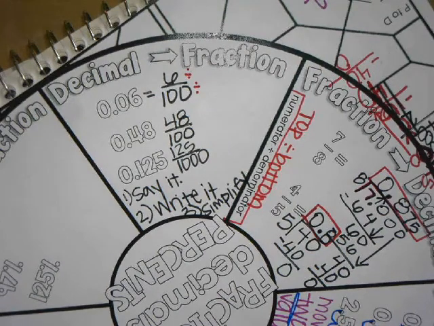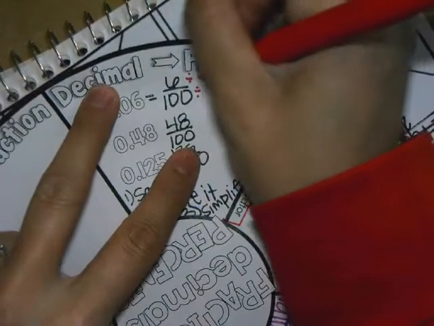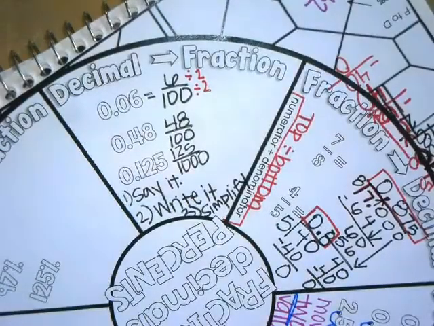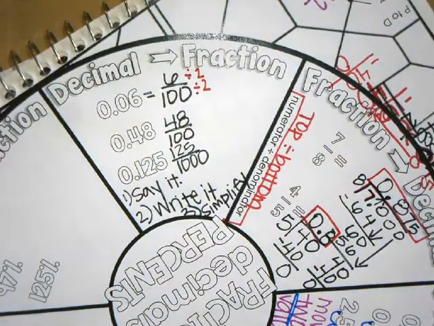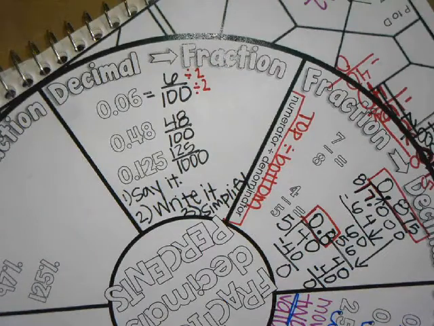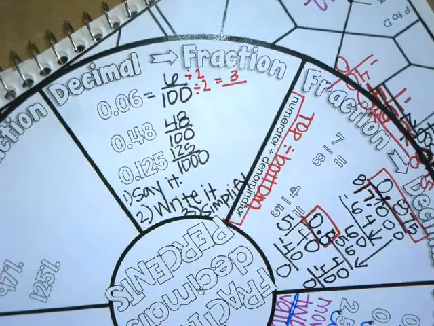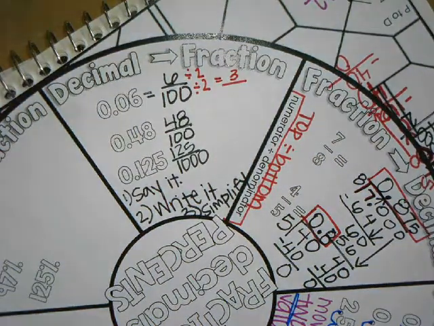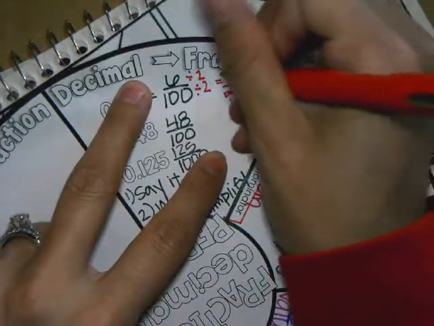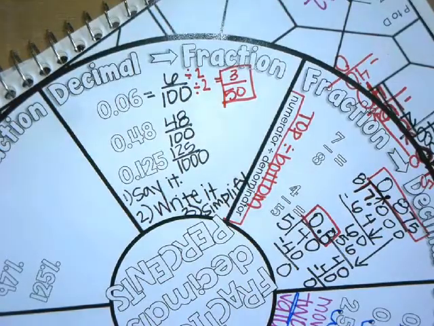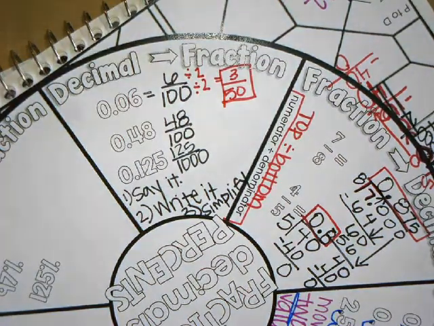McKinley? 2. Perfect. Let's divide 2 out. 6 divided by 2, everyone, is? And 100 divided by 2 is? That can't be simplified. That is my answer.